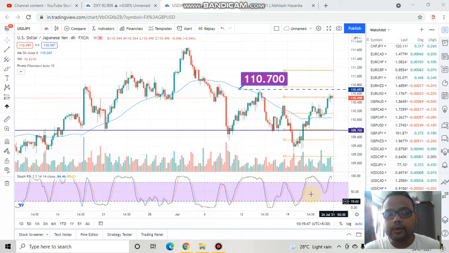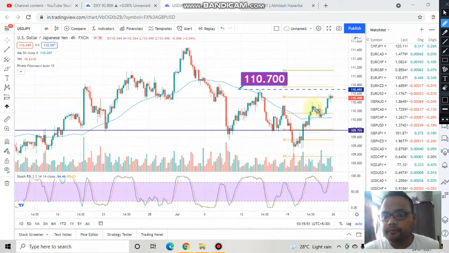because if you look at the stochastic RSI here, you can clearly see that there is a divergence on the chart. Divergence means there is a mismatch between the indicator and the price in the market. Generally, I do not follow indicators much, but divergence is something that I follow. That works for me, and it has been working for me for the last couple of years. That's why I follow divergence.